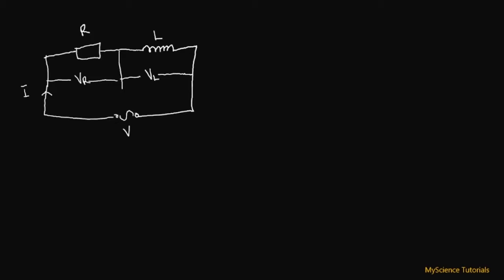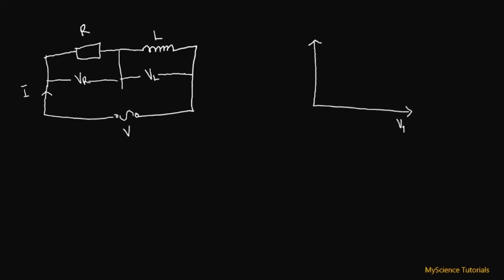Now the applied voltage is the phasor sum of VR and VL. I'm going to be explaining what the phasor sum means later on in the tutorial. In this circuit, the current lags the applied voltage by an angle between 0 and 90 degrees. So if we draw the phasor diagram for this particular circuit, we are going to have something that looks like this.